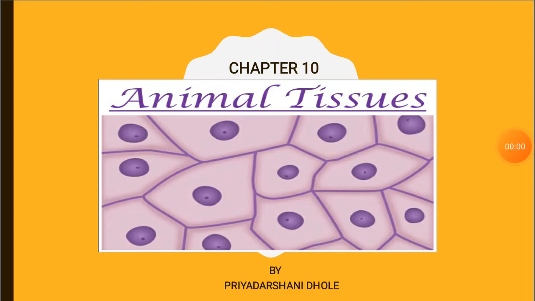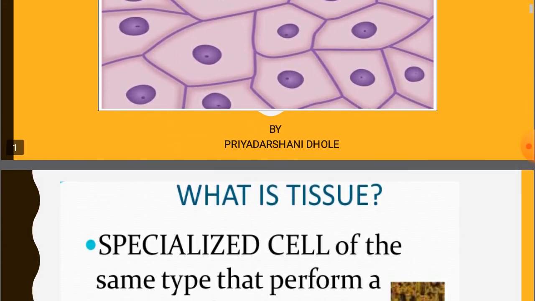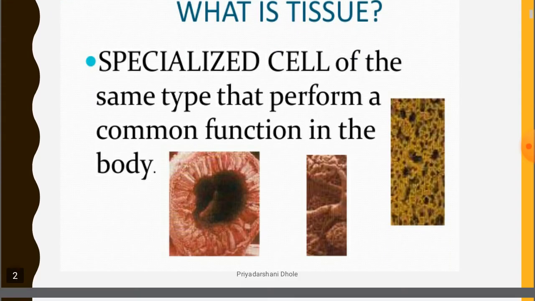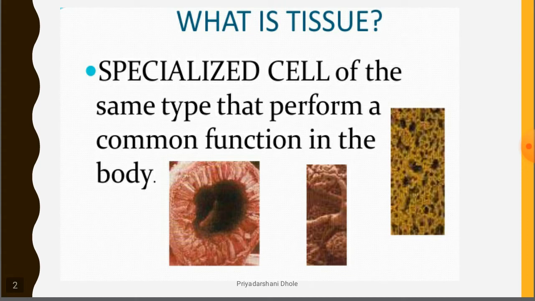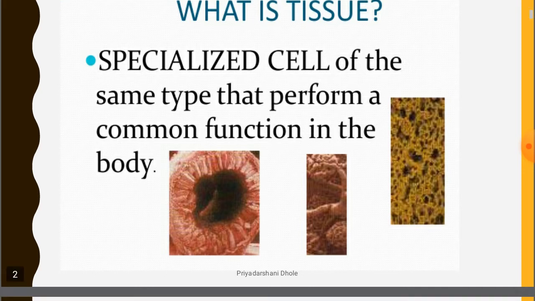Good morning, students. This is chapter number 10, Animal Tissues. Now, in this chapter, what is meant by tissue? Tissue is nothing but a group of specialized cells of the same type that perform a common function in the body, and this group of cells is called tissue.